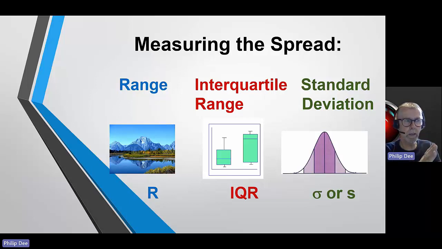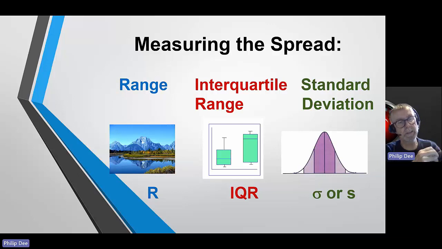But typically, on a relatively well-behaved data set, the range is the largest measure of spread. The interquartile range, the IQR, is a bit smaller, and the standard deviation is usually smaller still. And you'll notice that I've given you two labels for the standard deviation. They often use the Greek letter sigma if it's a population parameter, and S or SD, using Roman letters, to mean a sample parameter.